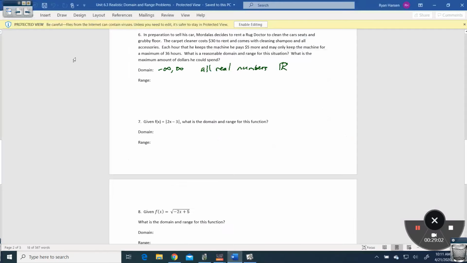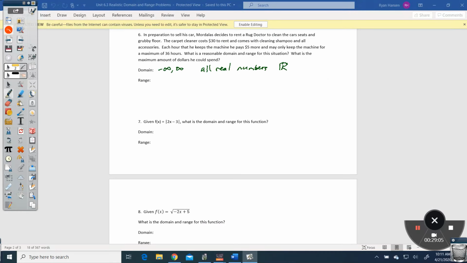So now when I'm answering this question, it says, what's the range value? It is 0 to positive infinity. In other words, all real numbers greater than or equal to 0. Or we could say y is greater than or equal to 0, or like this. Whatever way makes you happy, those are all correct.